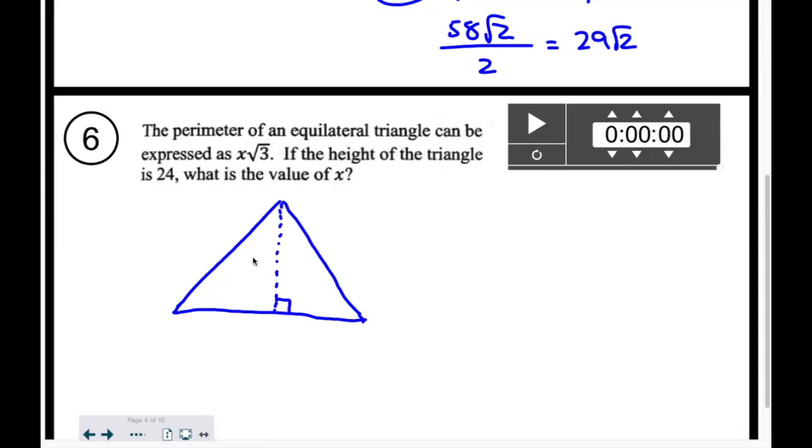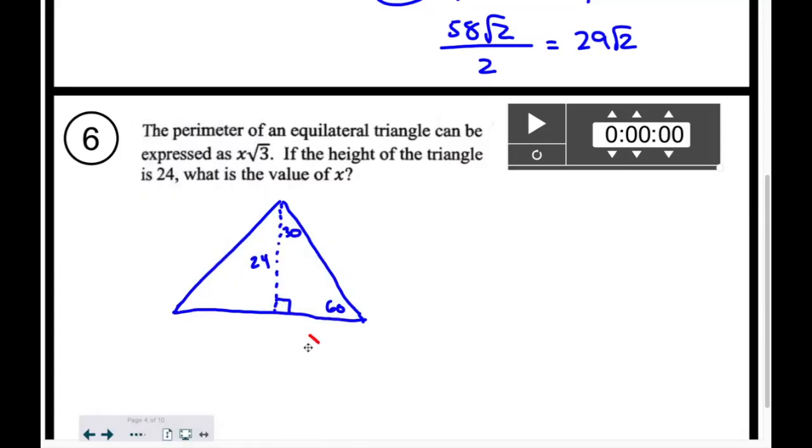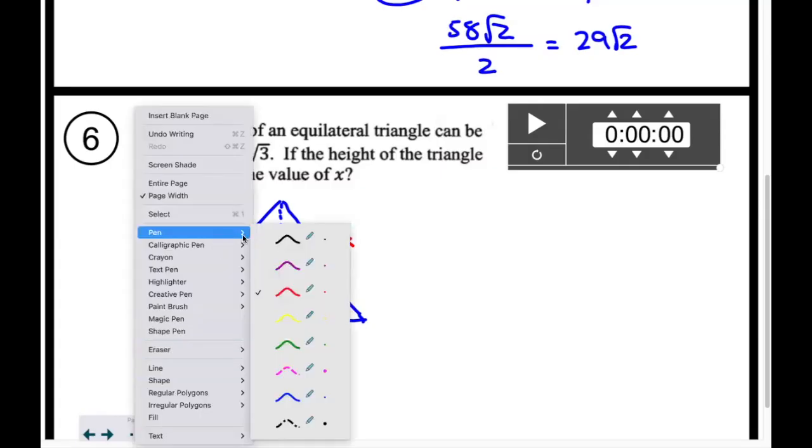They tell you the height is 24, so we know that. But we also know that the angles of an equilateral triangle all add up to 180 and they're all the same, so 180 divided by 3 is 60. So this is 60, and 90, so this one up here is 30. Then when you look at the reference sheet, the short side is always x, the short leg. The long leg is x root 3, and the hypotenuse is 2x. That's just what the reference sheet gives us.